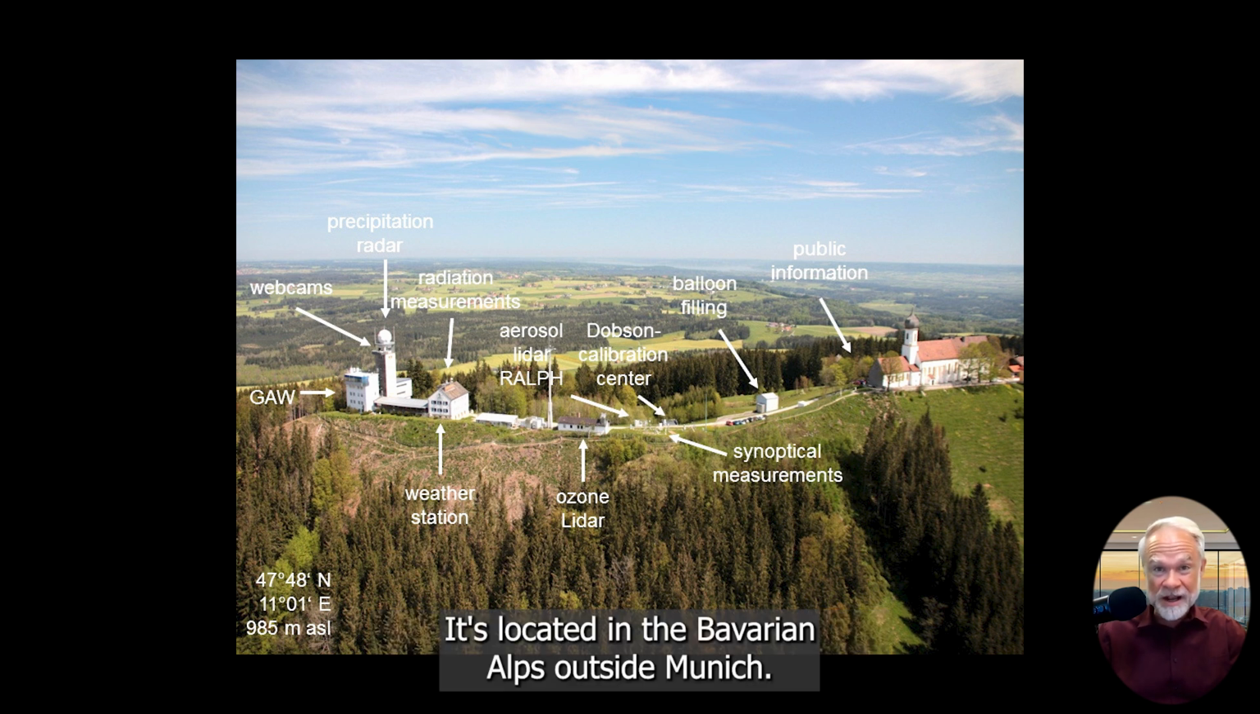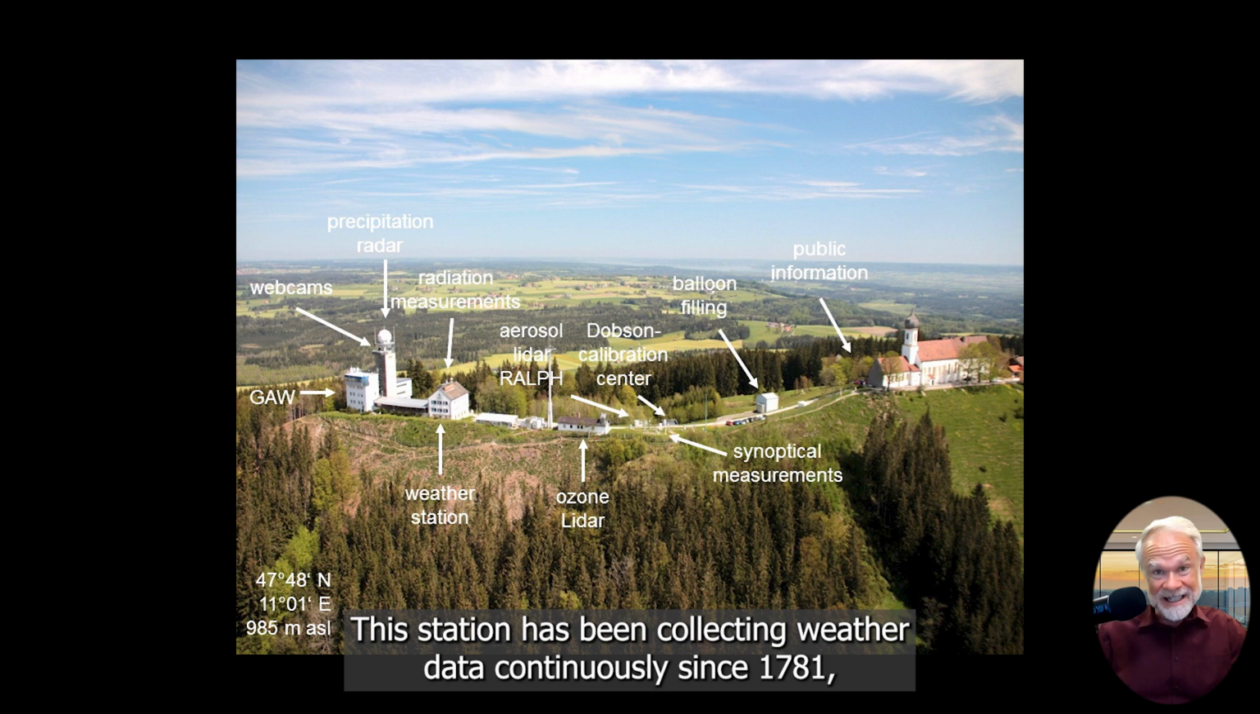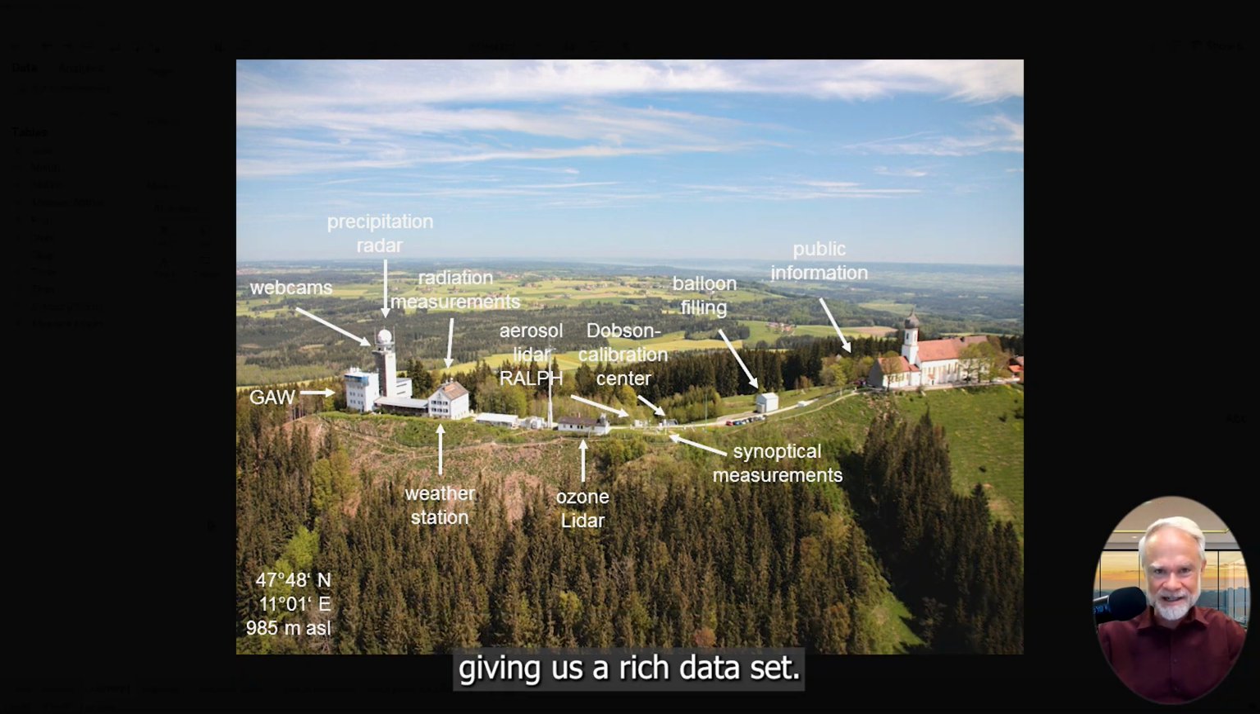We'll explore these concepts using real data from the Heisenberg Meteorological Observatory, the world's oldest mountain weather station. It's located in the Bavarian Alps outside Munich. This station has been collecting weather data continuously since 1781, giving us a rich data set.